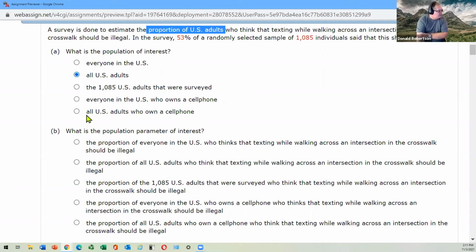Why is it not everyone in the United States? Because it could be in a different story. Can you see proportion of US adults? Isn't that what you're interested in? So if you know what you're interested in, don't you also have inside that who you're going to ask? In other words, who your proportion is, right? Who your population is.